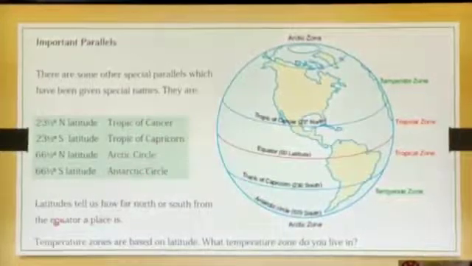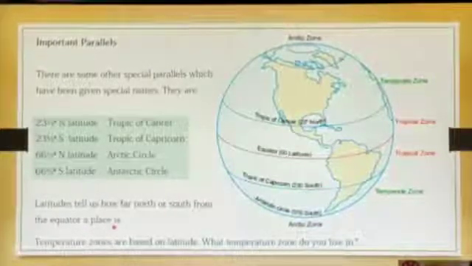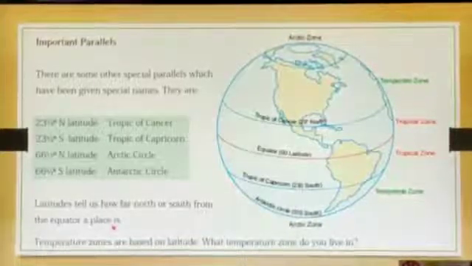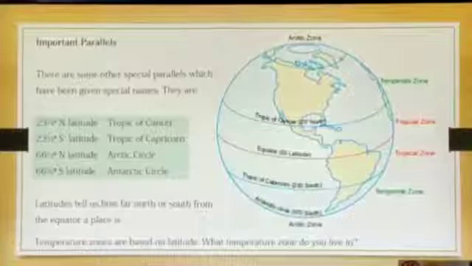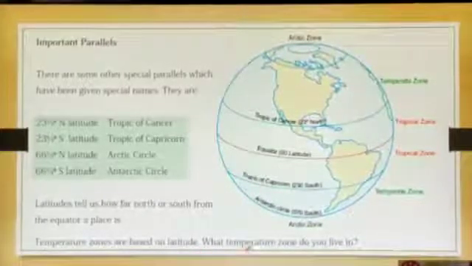Now latitudes tell us how far north or south from the equator a place is. That is how we calculate how far we are from the north or the south of the equator. Now this picture says temperature zones are based on latitude. What temperature zone do you live in?